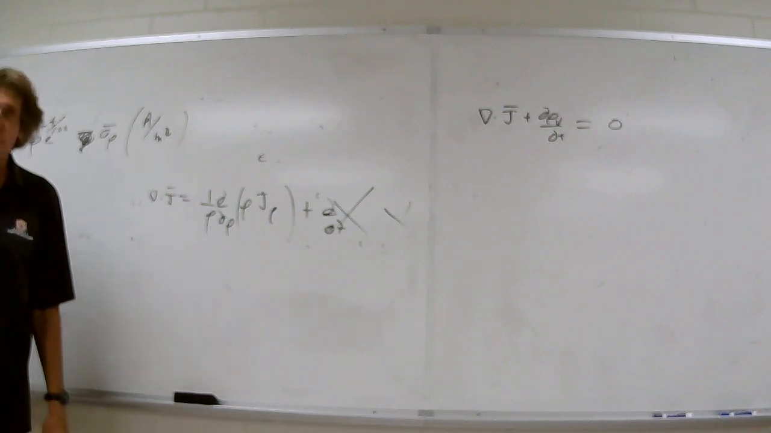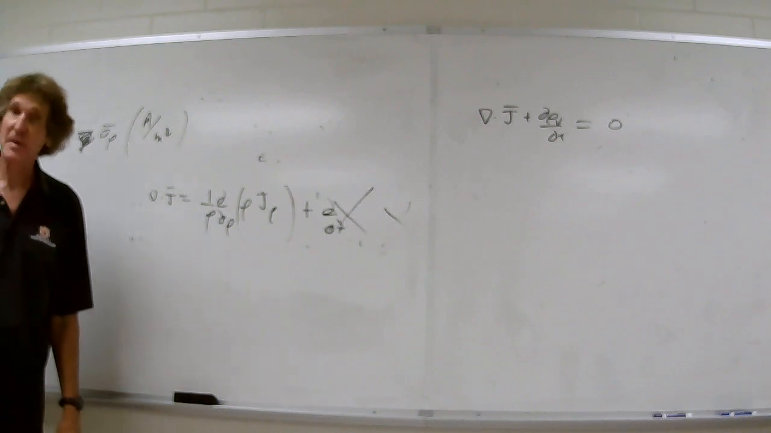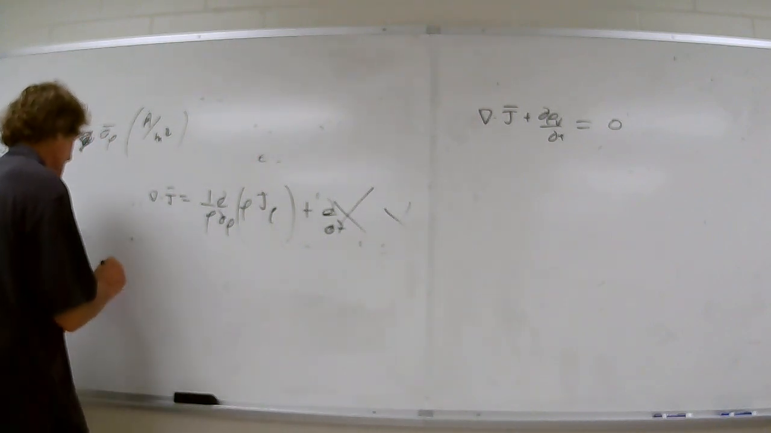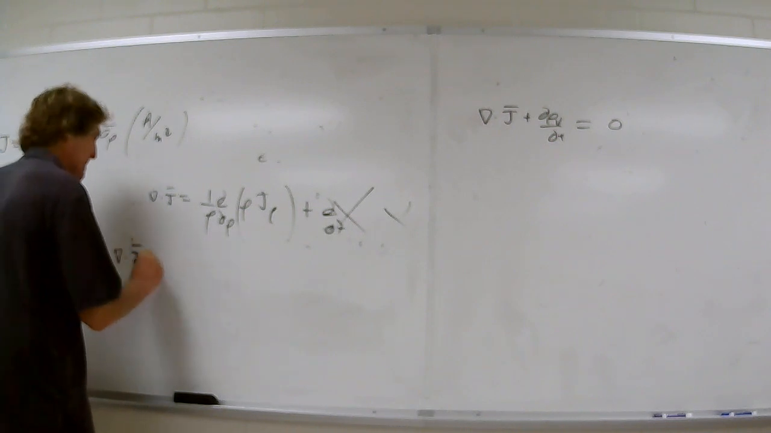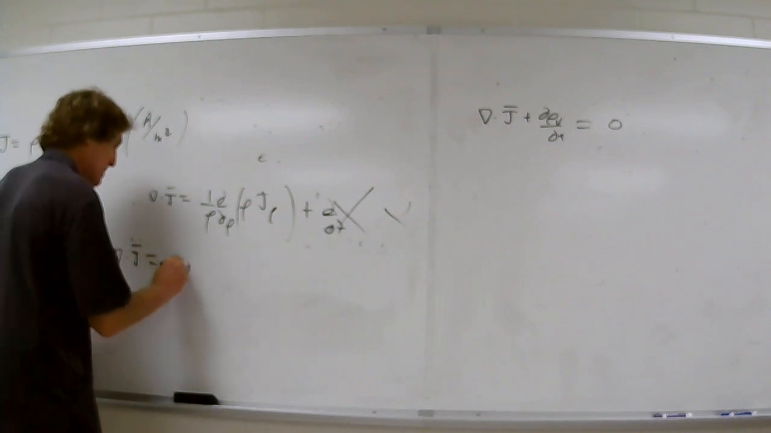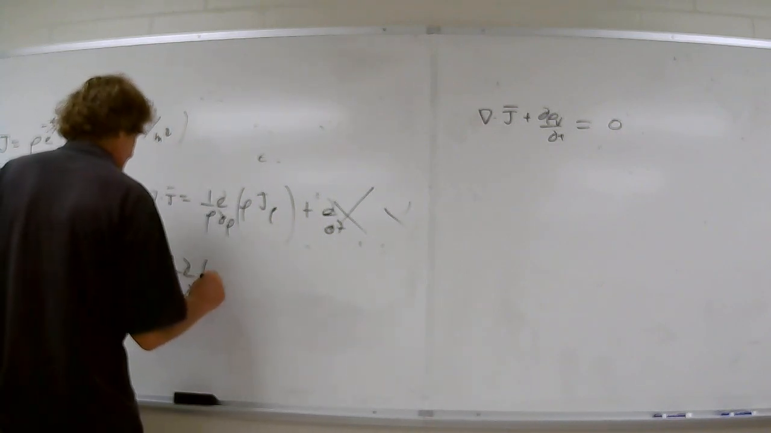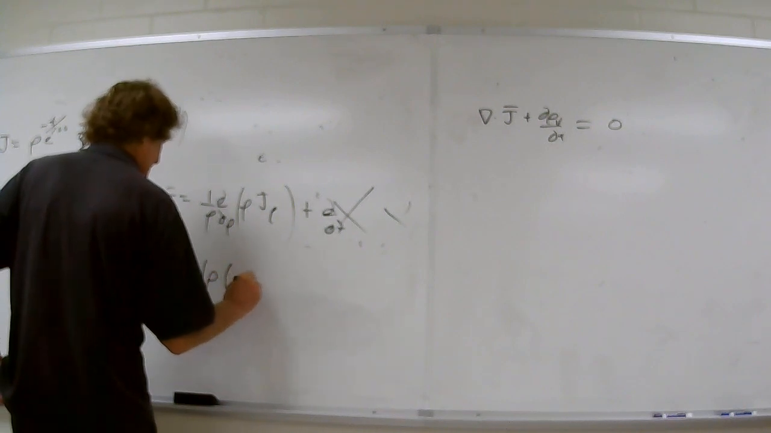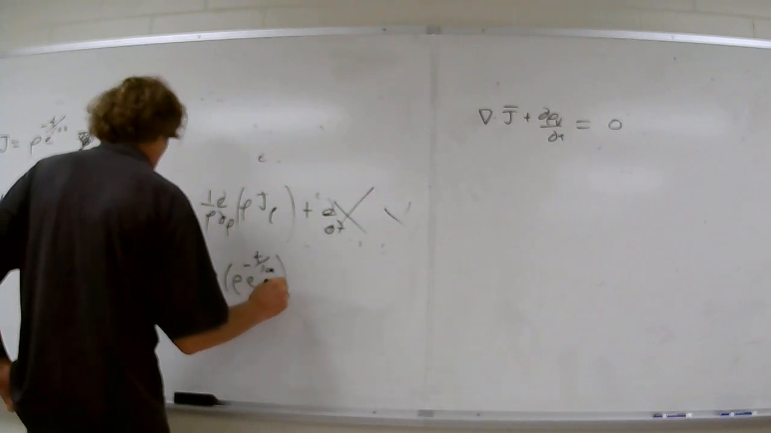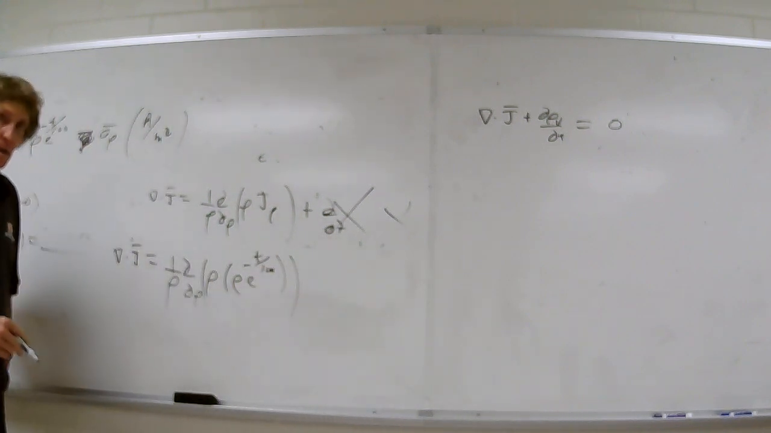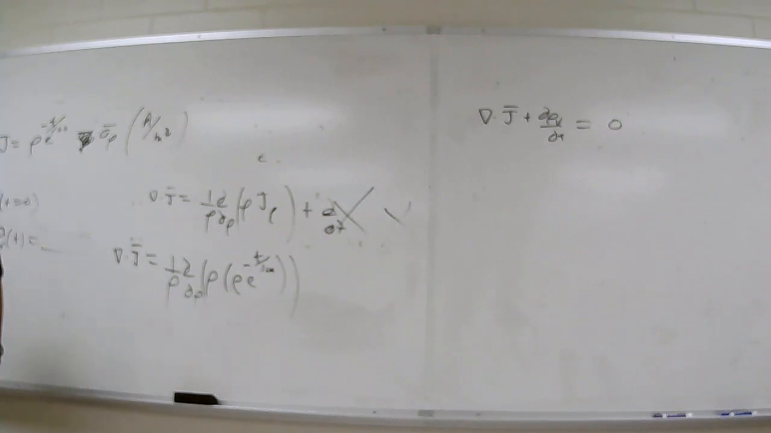As engineers, we go for the solution that is simplest yet accurate. The more complexity you add, the more likelihood you're going to foul it up. Mathematicians make it very complex, in my opinion, of course. All right, divergence of J is 1 over rho, d d rho, of rho times J rho. Well, it's rho times rho e to the minus t over 100. Do you all agree with me?